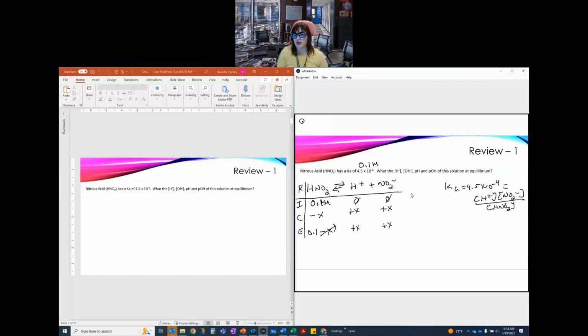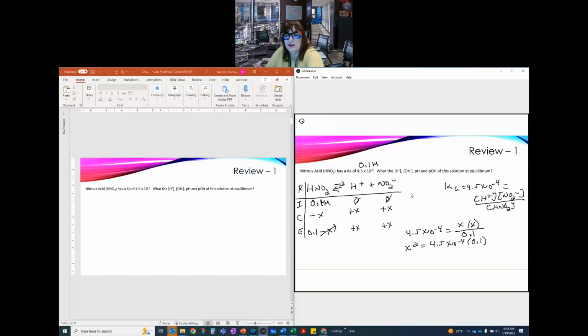Now, I have done this calculation for many classes without making the assumption, and that's why I have to do it this way in my own head, because otherwise I don't know if I made the assumption or not. So that's all that is, I'm crossing it out so I know that I've made the assumption. So if Ka is 4.5 times 10 to the minus 4th, and that's equal to the H plus, which we have as x, and the NO2 minus, which we also have as x, over the concentration of the HNO2, which is 0.1, because we're ignoring that x, that means we're going to have x squared equal to 4.5 times 10 to the minus 4th times 0.1.